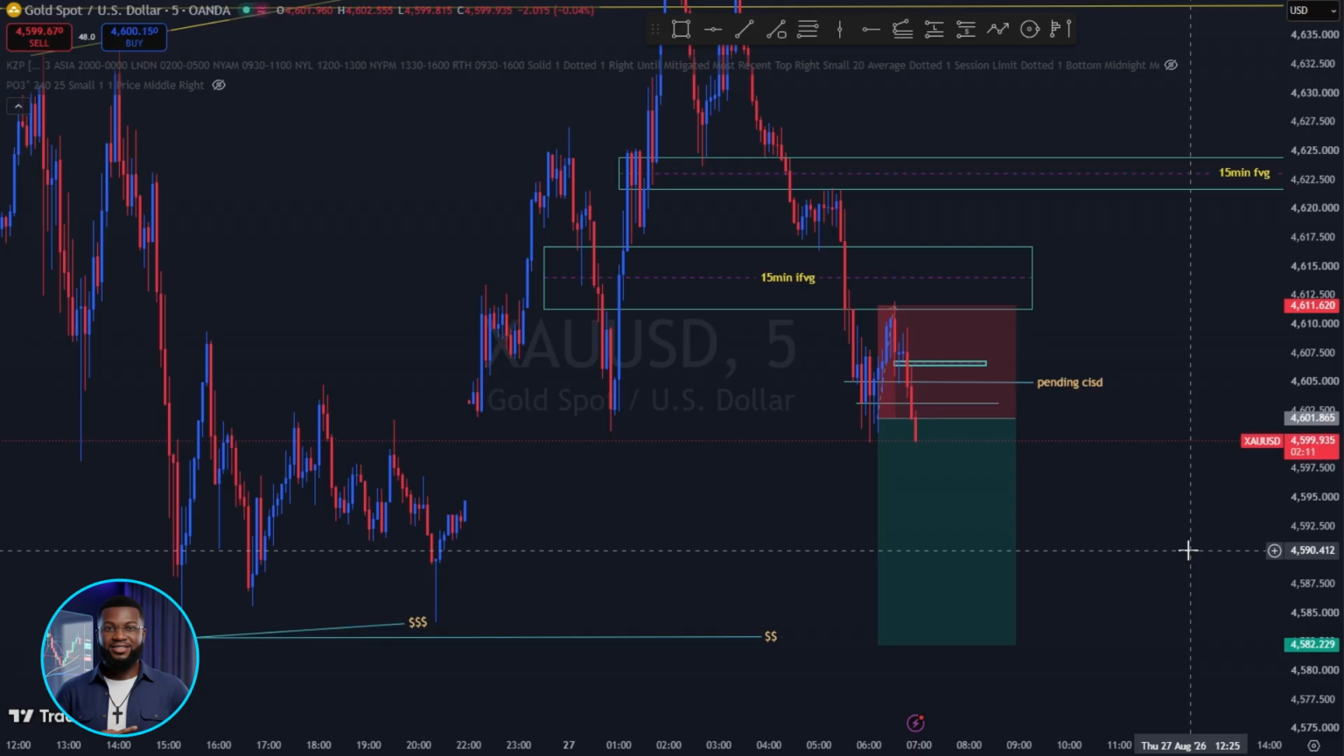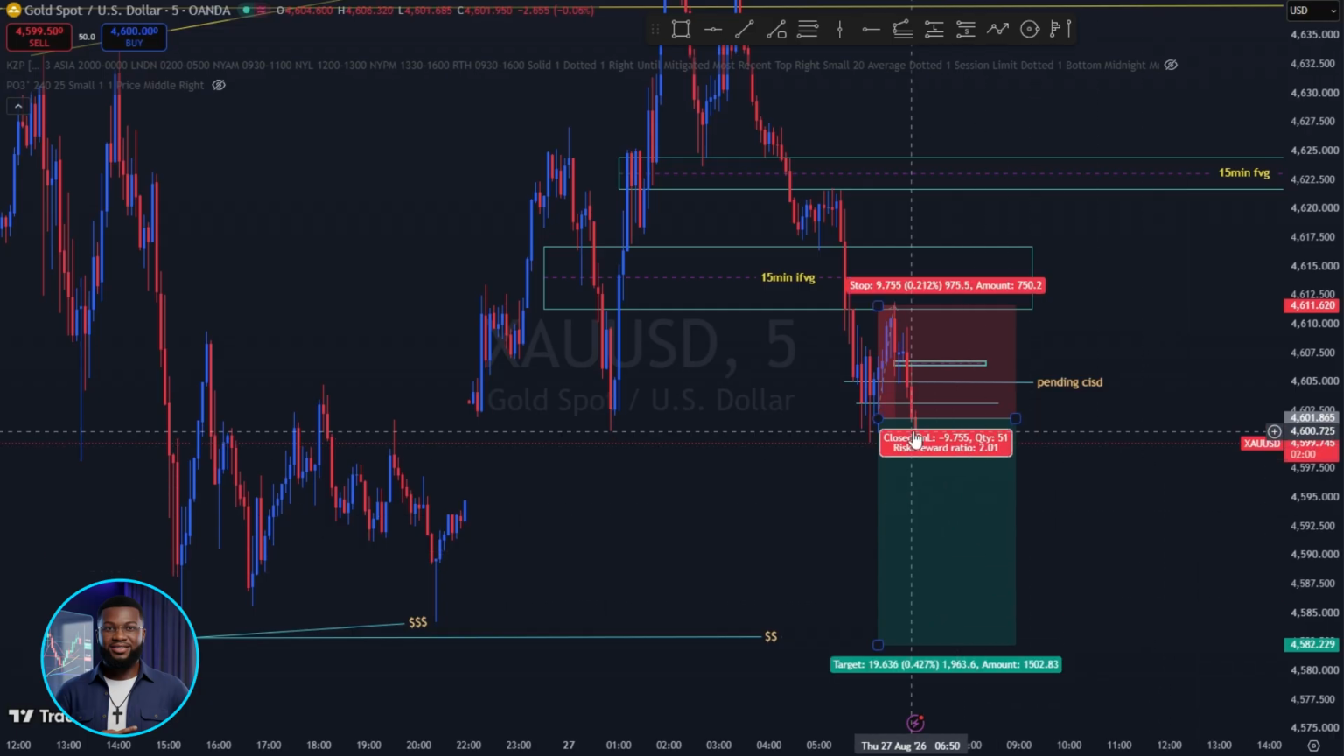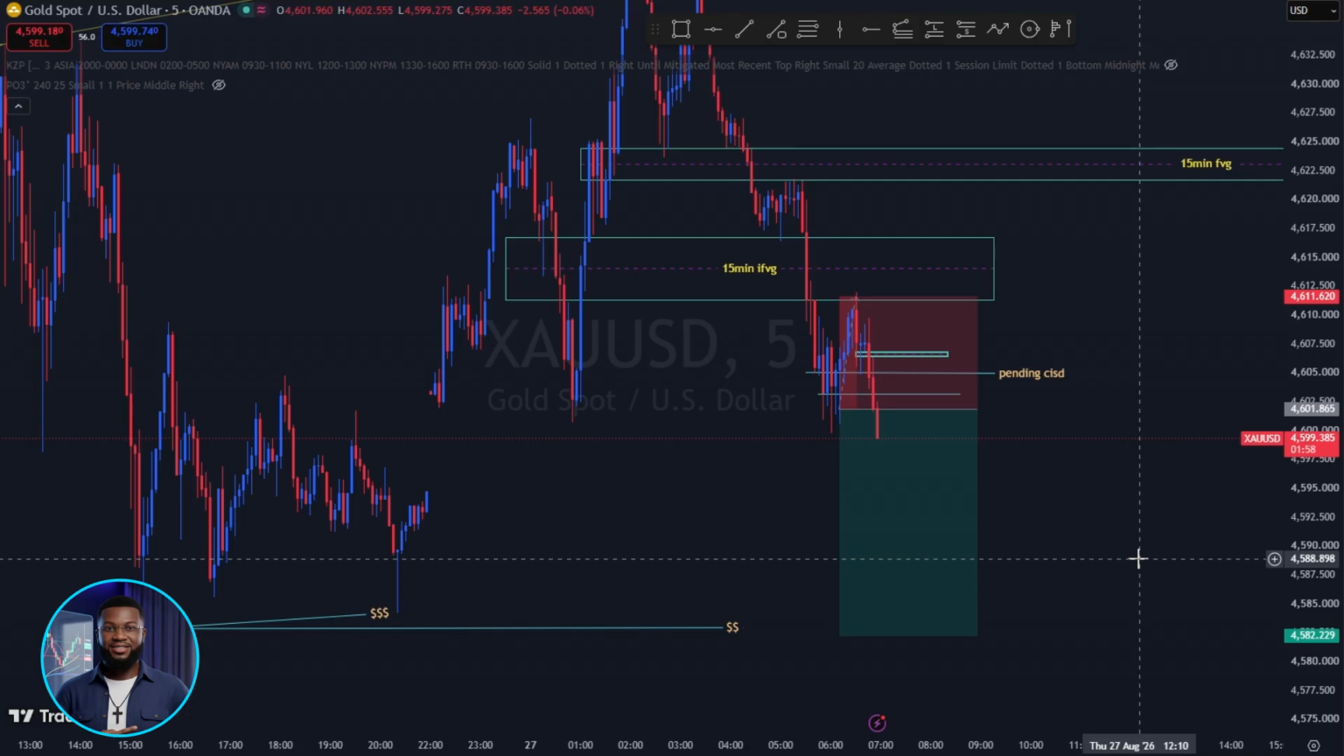All right, so we are in the London Q zone, and you can see that we are having some nice momentum to the sell side.